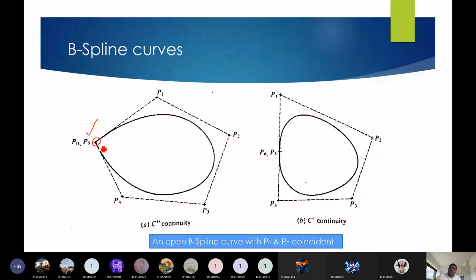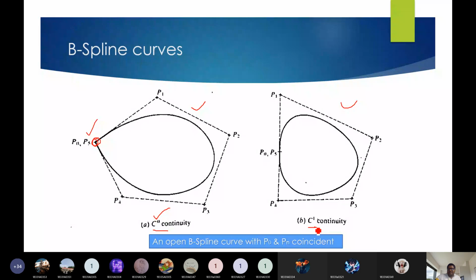But here, if you try to understand the difference between this one and this one, here both the starting point and ending point are the same, but there is no tangency at all. The tangency is not maintained, so that's the reason it is very sharp at this point. The entire curve is very sharp, but they just joined, so that is nothing but C0 continuity. So a closed B-spline curve made with C0 continuity means at the closing portion, the curve would be very sharp.